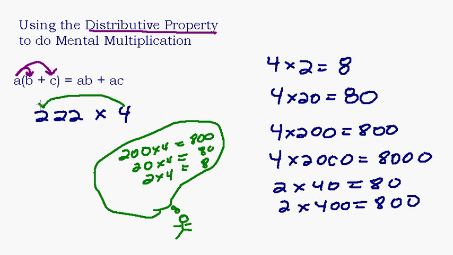4 times this 2 represents 200. So 4 times 200 is 800. 4 times this 2 represents 20. So 4 times 20 is 80. And this 2 is just plain old 2, which is 8. So I have 888. Alright, let's try another one.